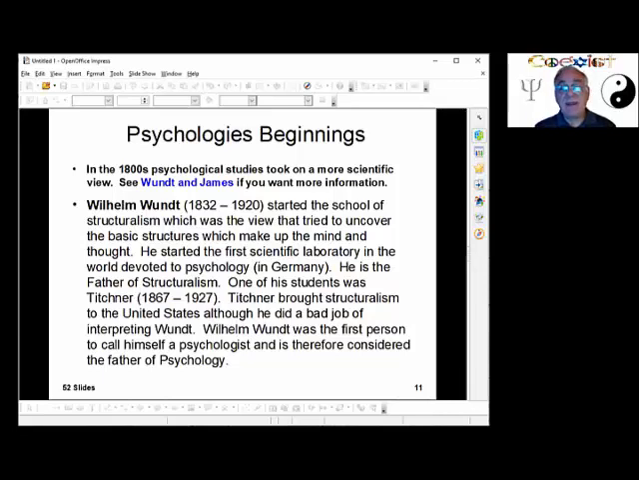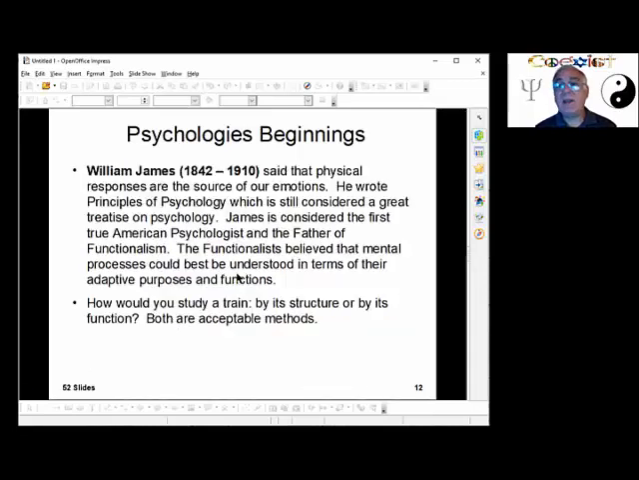Now in the United States, at Harvard University, we had a man named William James, again, right around the same time frame, 1842 to 1910. He said that physical responses are the source of our emotions, and we will talk about that in the emotion chapter, the James-Lange theory of emotions.